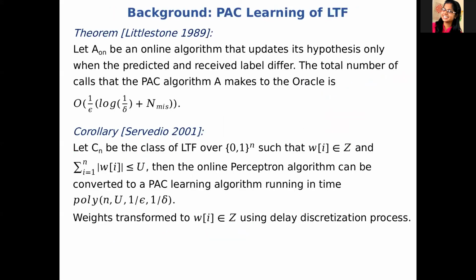In 1989, Littlestone proved that an online algorithm can be converted to a PAC learning algorithm, and the sample complexity of the PAC variant is of the order of the mistake bound times the reciprocal of the accuracy. Later in 2001, Servedio showed that the online algorithm can be transformed to a PAC learning algorithm in polynomial time with respect to the input size, the weight of the hypothesis, and the accuracy and the confidence.